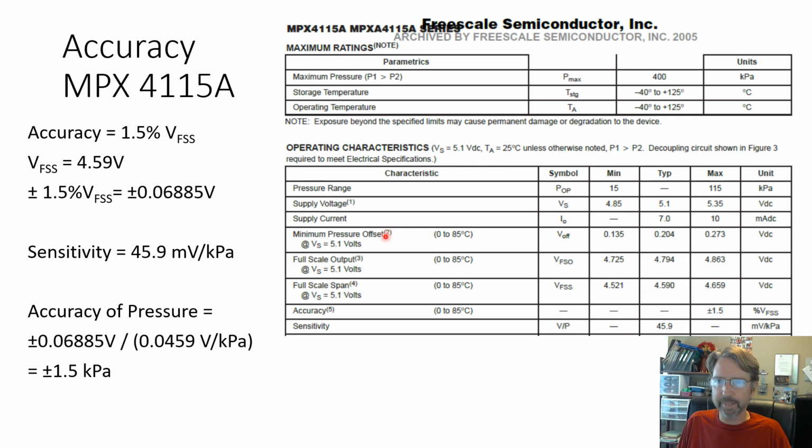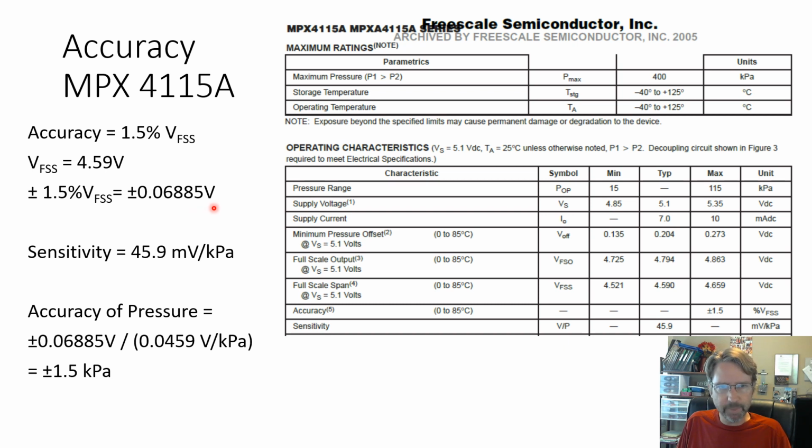All right, so just an example of using the numbers. So this would be a good one to copy down and follow along with. Given the accuracy of 1.5% of the full scale span voltage, what is that in kilopascals, or what is that in feet of altitude? And we use this for an altimeter. So we have VFSS as 4.59 volts typically. So we can change plus or minus 1.5% of that voltage to a voltage here. So plus or minus 0.06885 volts, multiplying these two together.